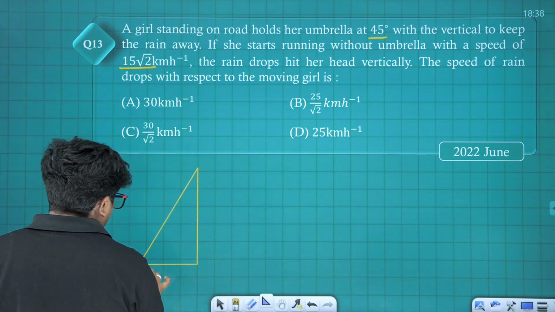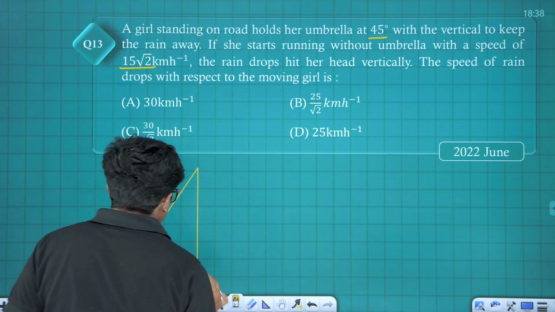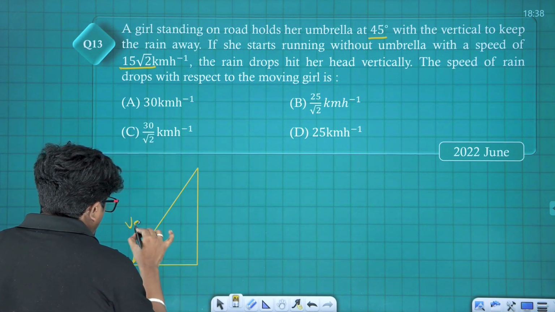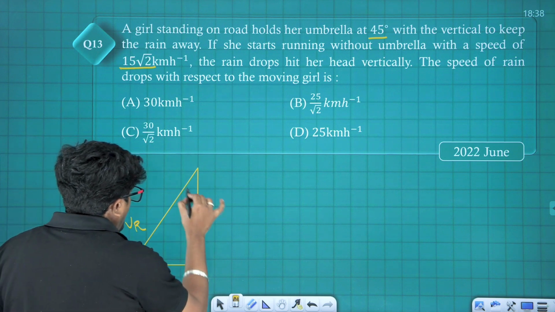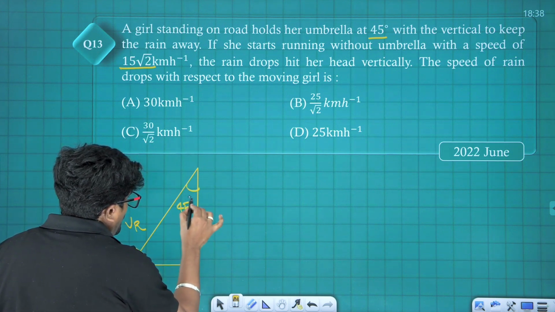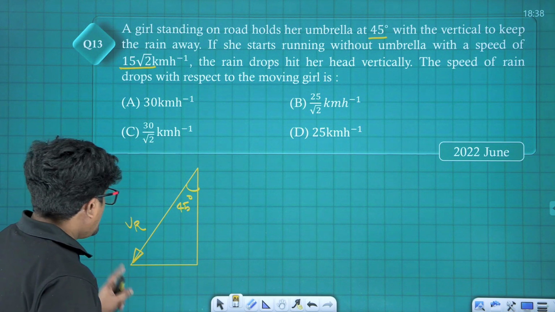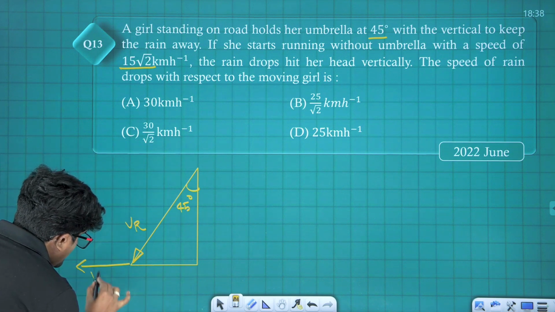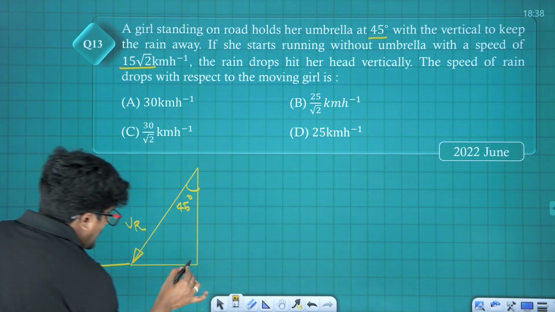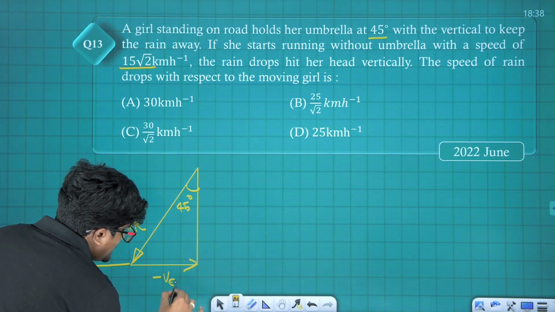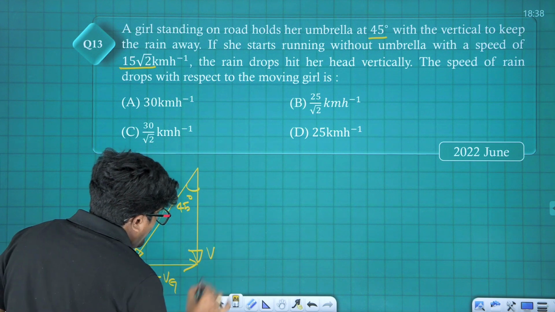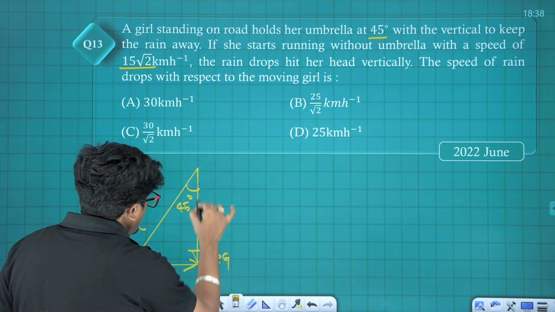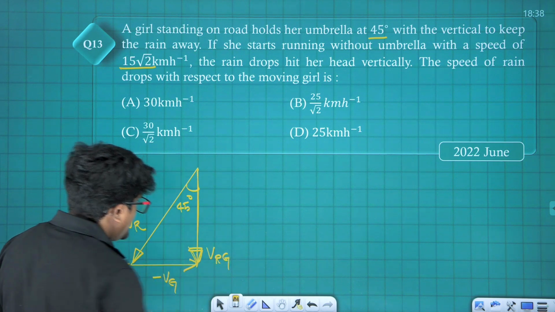So here, initially, this was the velocity of rain and this is marked at 45 degree. Now, if the girl started running in this direction, like here this is the velocity of the girl, then I can mark this as minus Vg, and this is going to be the velocity of rain with respect to the girl. And this is what the situation is.